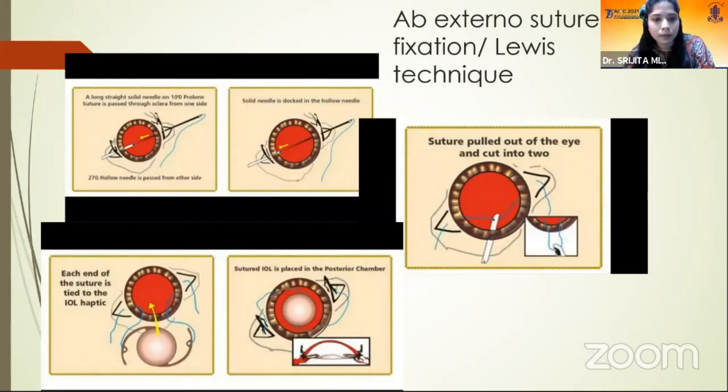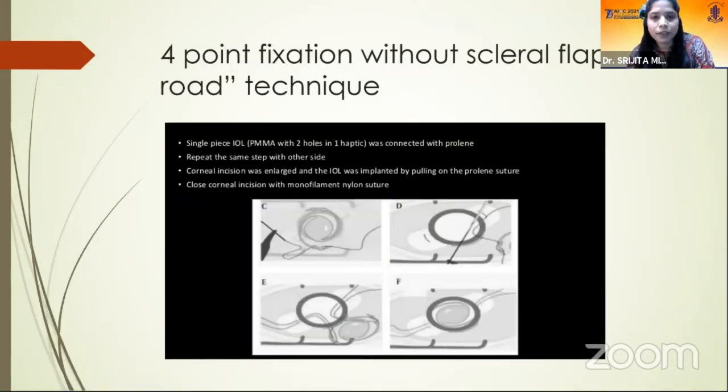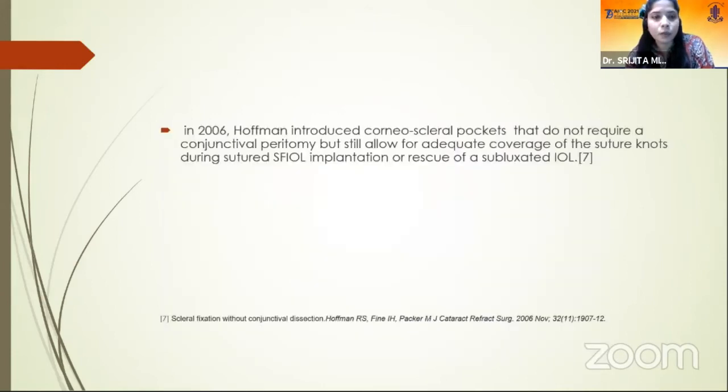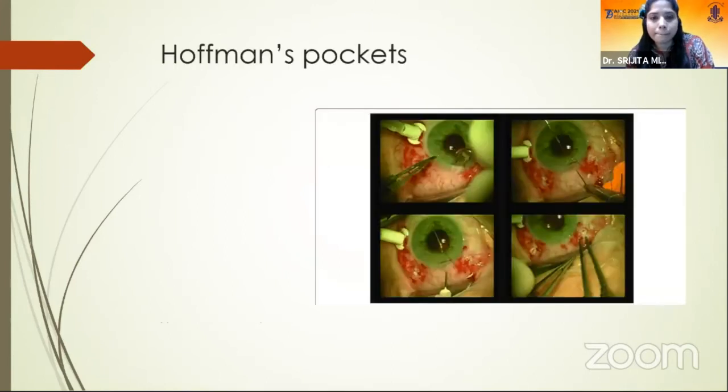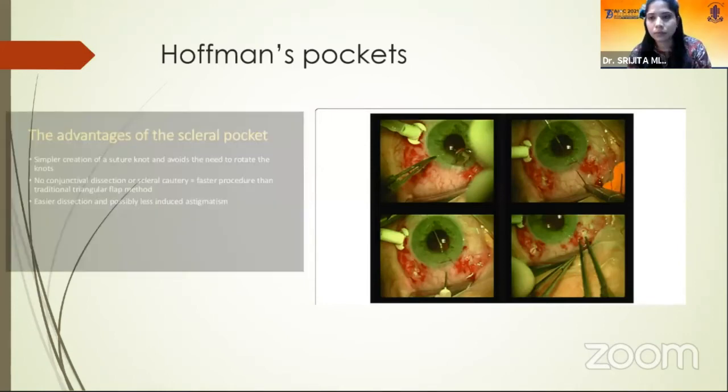This is the Lewis technique, which has been commonly used. Now, the 4-point fixation without the scleral flap railroad technique is also similar to Lewis technique, except for the fact that the triangular scleral flaps are not made in this technique, but the sclera is pierced in 4 points by 2 separate 10-0 polypropylene sutures. In 2006, Hoffman had introduced the corneoscleral pockets that do not require conjunctival peritomy but allow for adequate coverage. These are the Hoffman pockets.